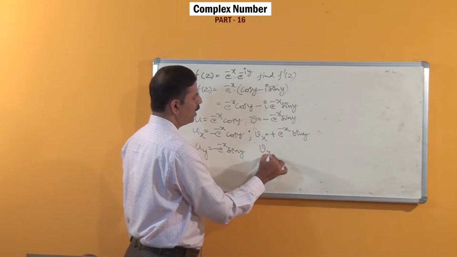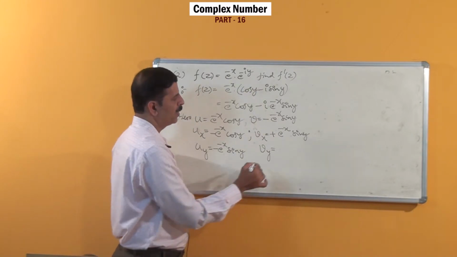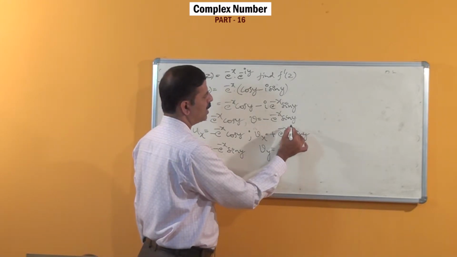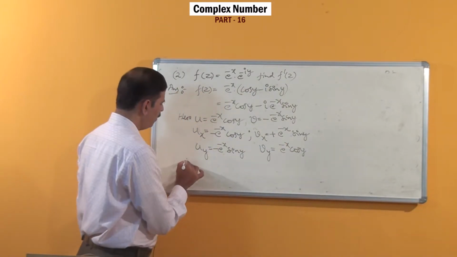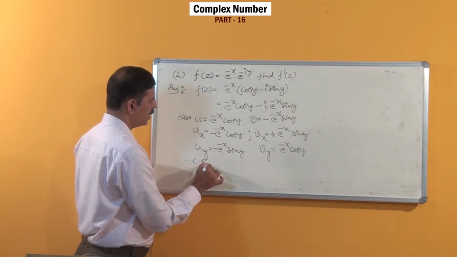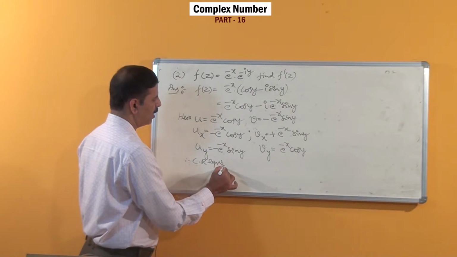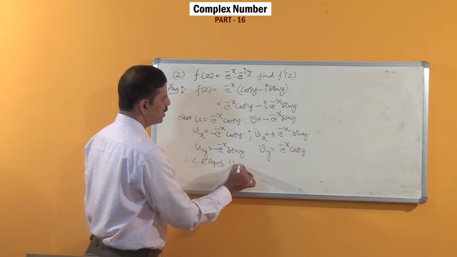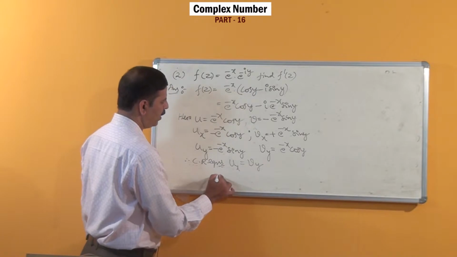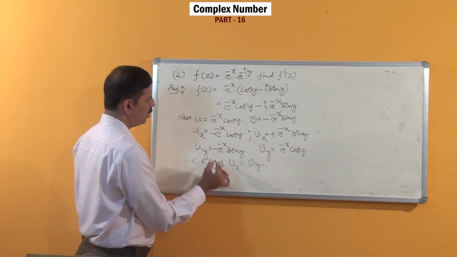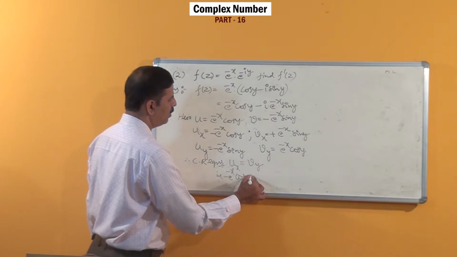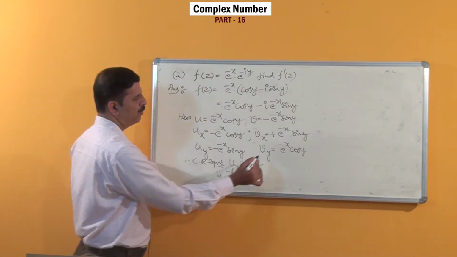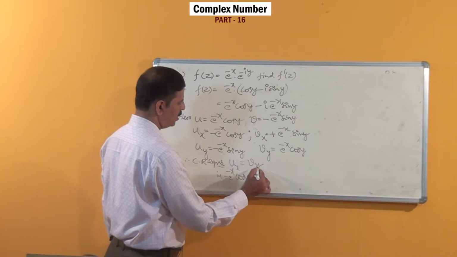And what is vy? vy is equal to minus e power minus x, and the derivative of sin y is cos y. So now, what are the CR equations? By the CR equations, ux is equal to vy. Verify that here. ux is minus e power minus x cos y. Is it equal to vy there? It is ux equal to vy.